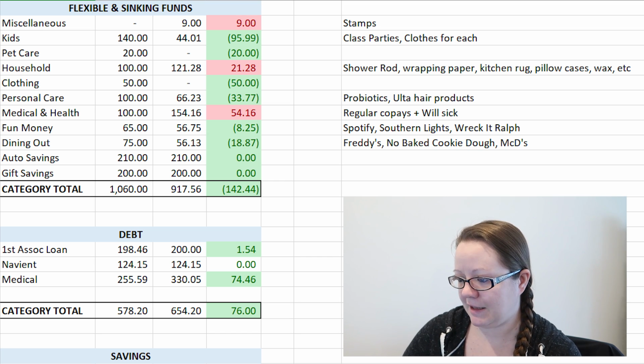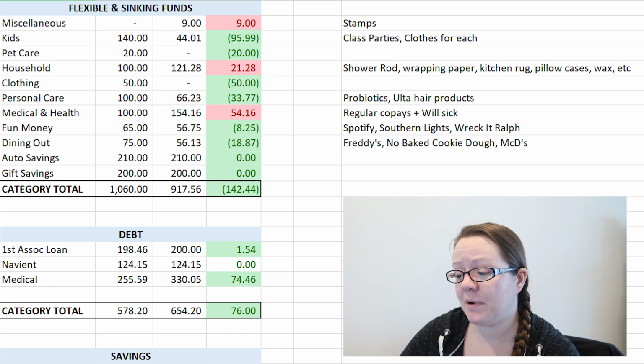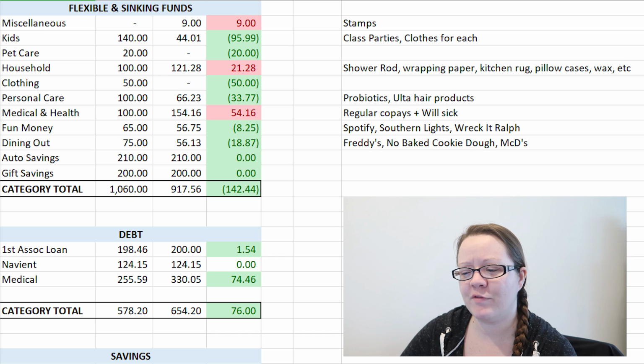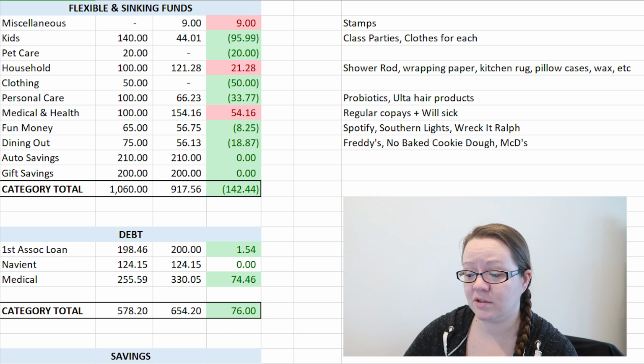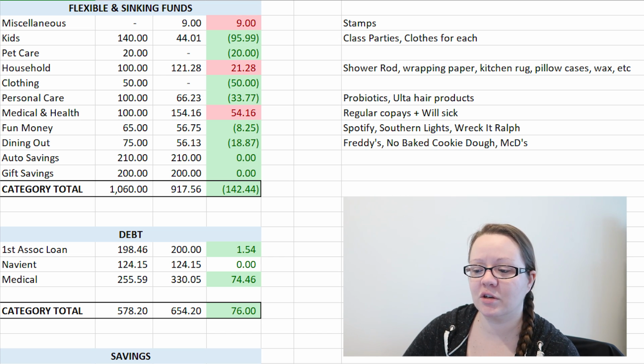Clothing, we didn't spend anything. Personal care, we came in under budget by $33.77. We did buy probiotics, and I spent about $40 on hair products at Ulta. New shampoo, conditioner, a bunch of miscellaneous stuff.